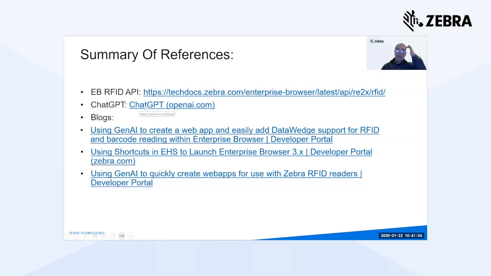If you preferred, you could write the code yourself or use a web development tool to create it. As long as it was in a single HTML file, you could use the method I provided to merge the DataWedge or the RFID API support.